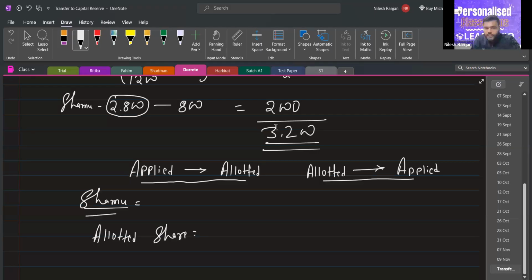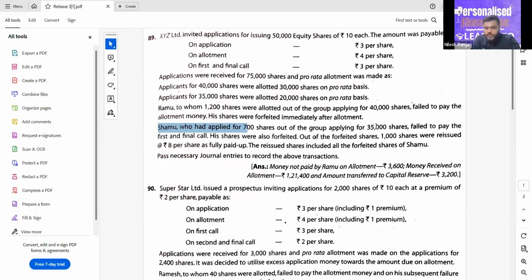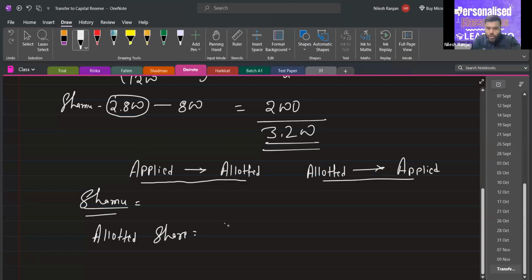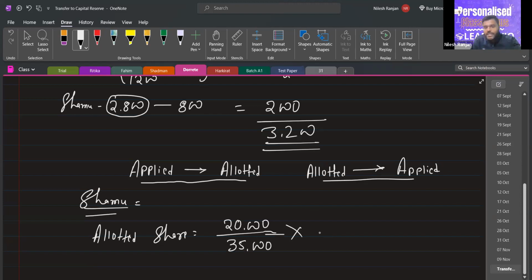Okay. Now, in allotted share, it is given that Shamu belongs to the group applying for 35,000 shares. He applied for 700 shares. So what we have to do is total allotted share, that is 20,000 in that group, divided by total applied share, that is 35,000, into the number of shares he applied for, so 700. So it will be 400.